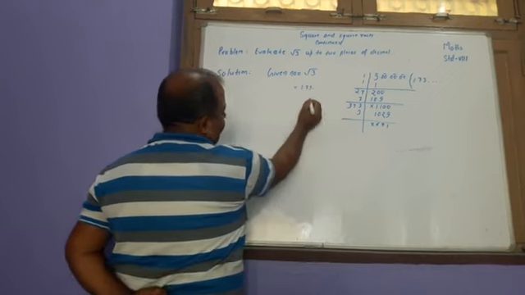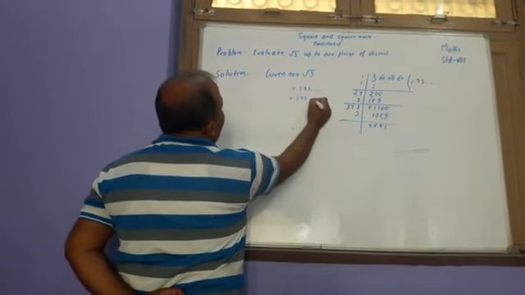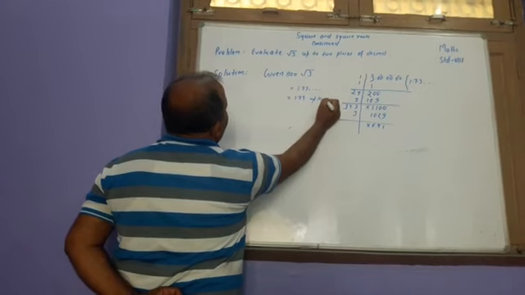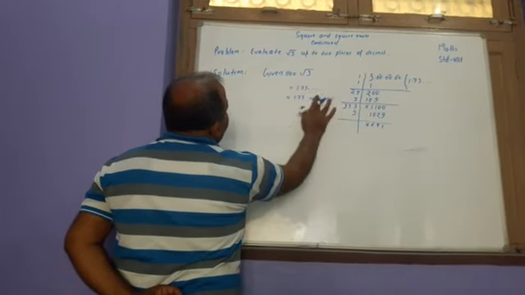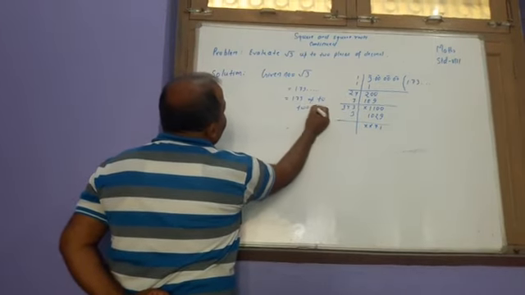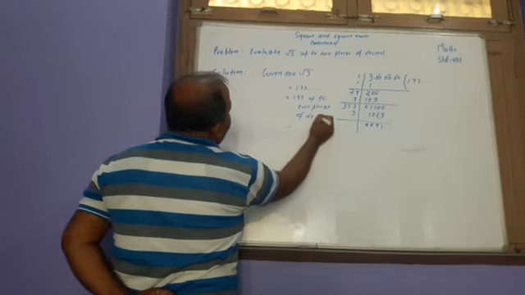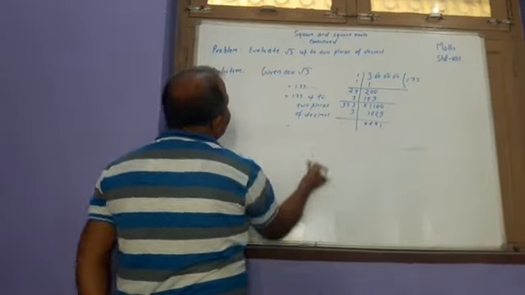And therefore the value of root 3 will be 1.73, and it will be 1.73 up to 2 places of decimal.